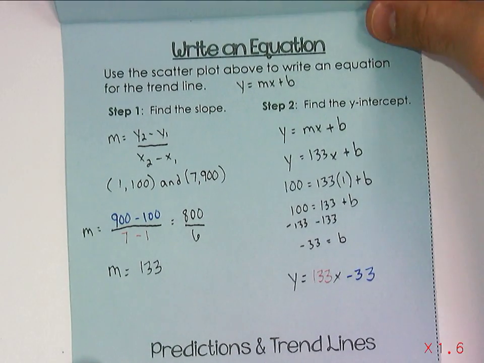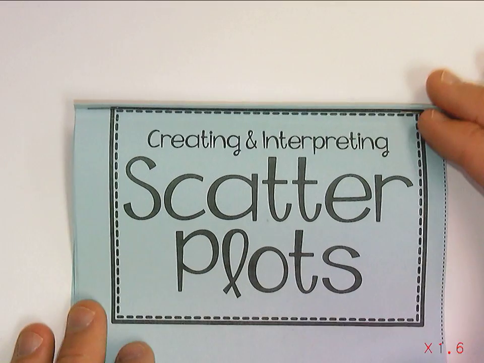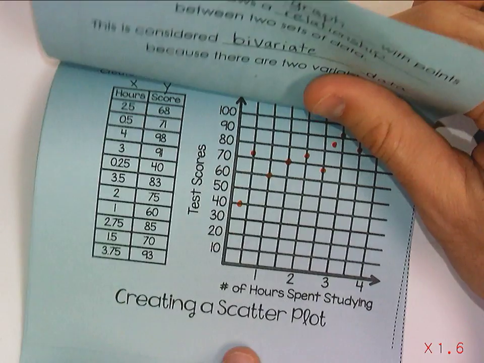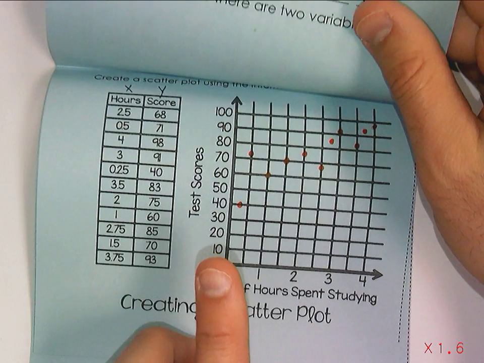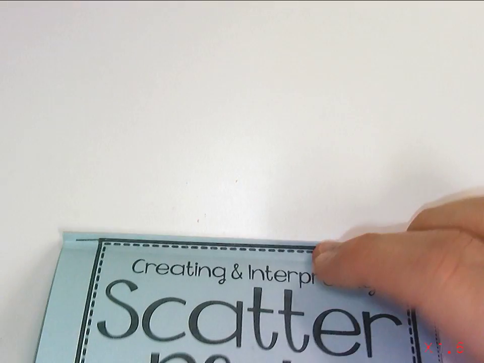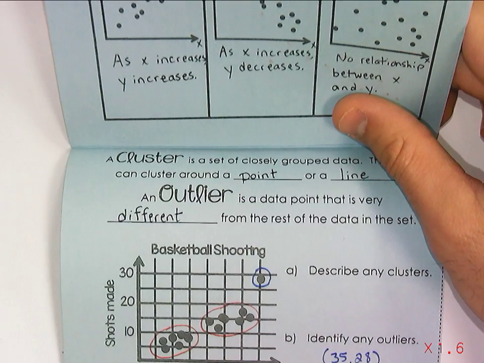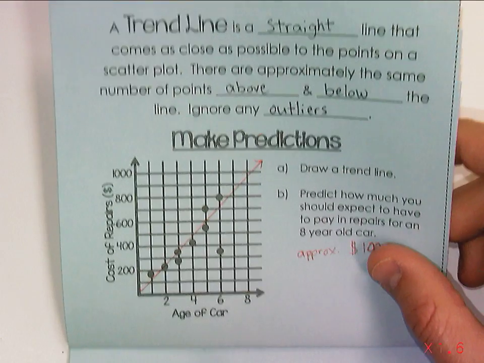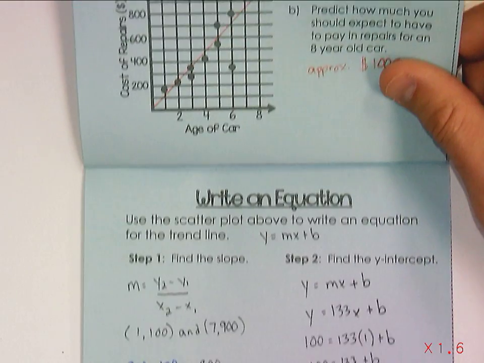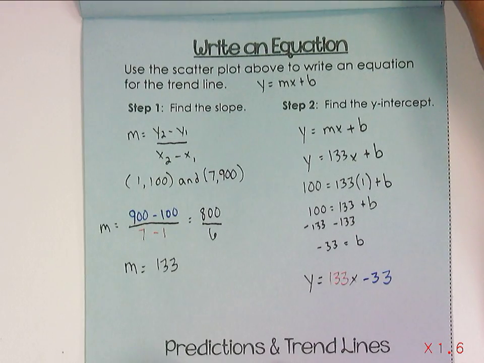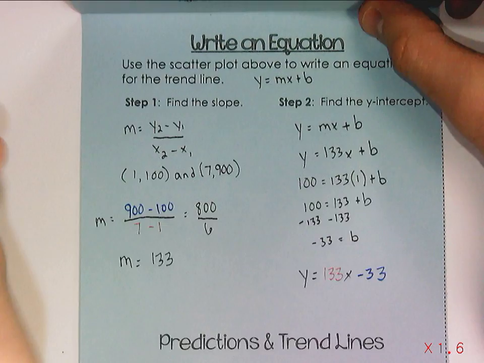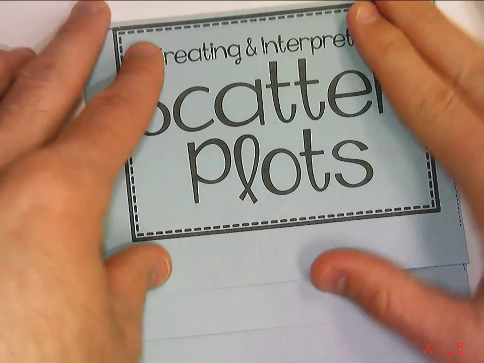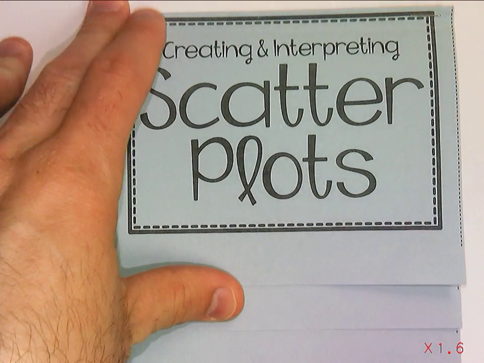So today what we looked at then was creating and interpreting scatter plots. We looked at creating a scatter plot, looked at some definitions as well of what it is. We looked at interpreting a scatter plot as well as the type of association that it has. And we looked at trend lines and making predictions and writing actual equations of the lines. So make sure that this foldable gets put into your notebook.